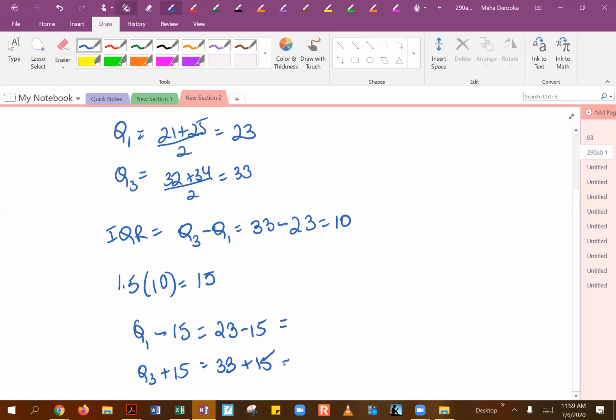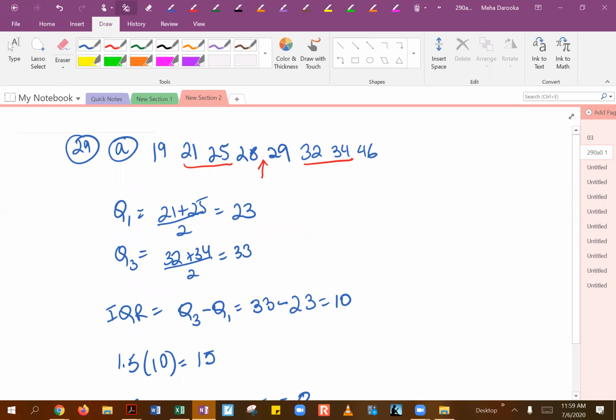And what do these numbers come out to be? Yeah, 8 for the first one. And let's see, that would be 33, 48. Very good for the second one. So now in our data set, do we have numbers smaller than 8 or larger than 48? Smaller than 8 and larger than 48.